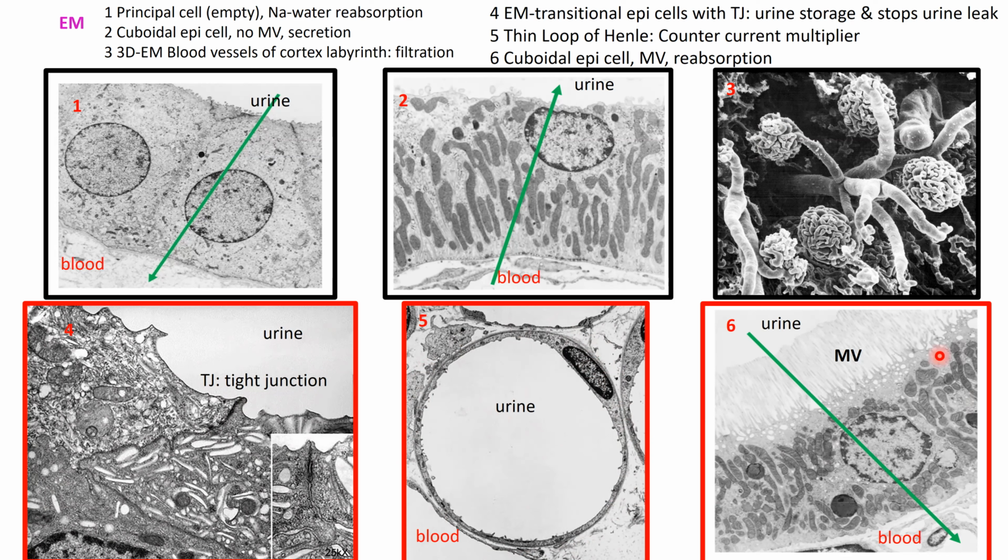And image number 6 is very important: you must recognize the heavy microvilli. Here is the round nucleus of a cuboid epithelial cell, lots of mitochondria. So this is a cell from the proximal tubule. The green arrow shows you the molecules are moving from the urine toward the blood. So whatever the proximal tubule is doing, most of the time, this is reabsorption.